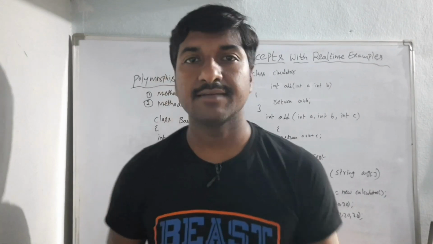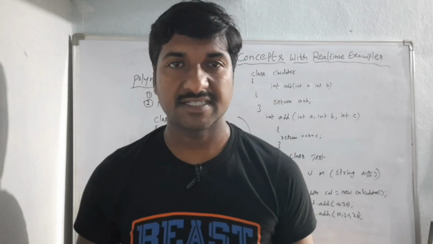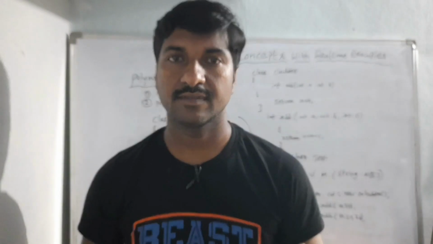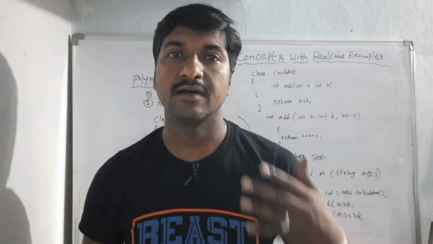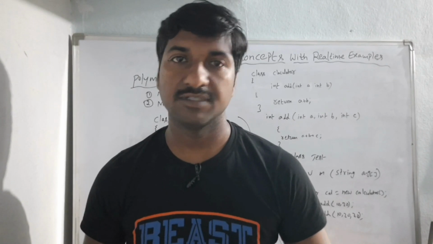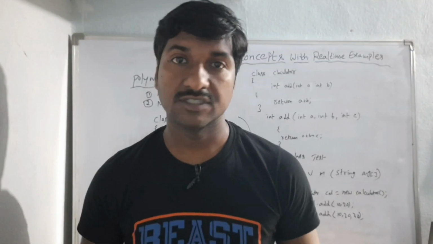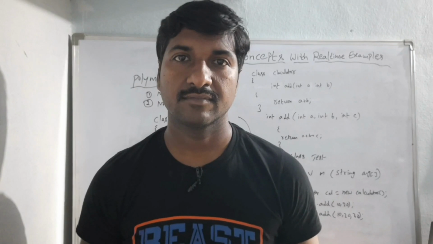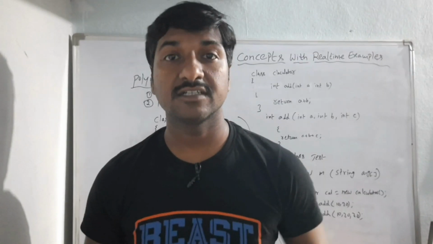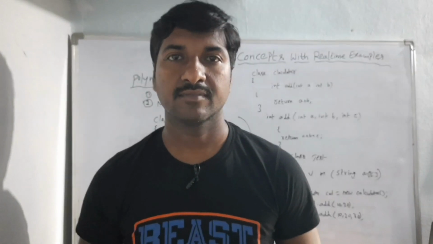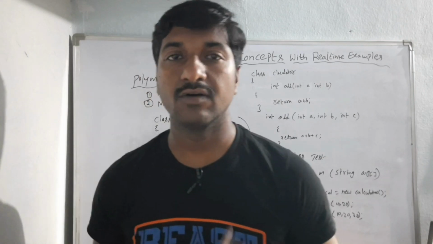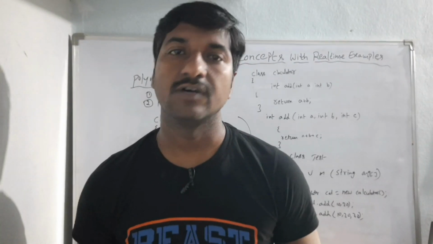In a real-time example, you can take a person. A person can behave differently based on their location. Suppose a person behaves differently in the office, differently in the market, and differently in the house. So only one person can behave differently. That is nothing but polymorphism. In Java, there are two types of polymorphism: compile time polymorphism and runtime polymorphism.